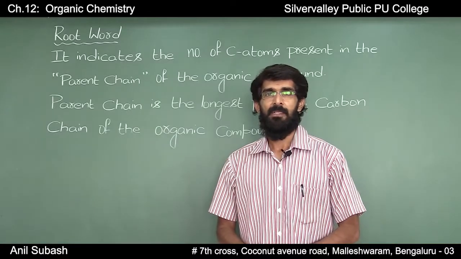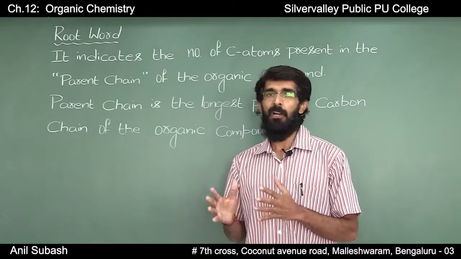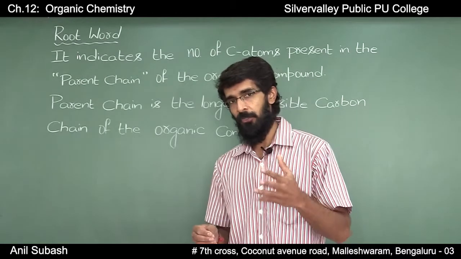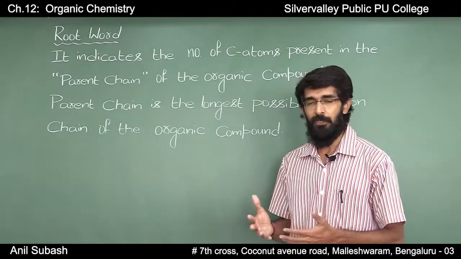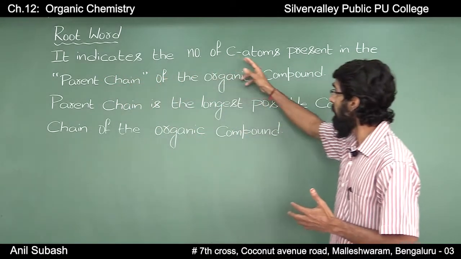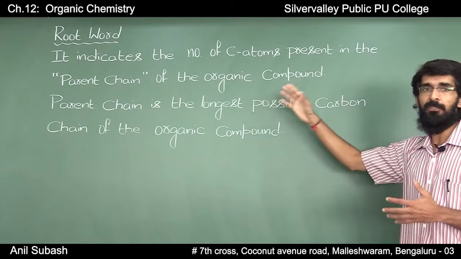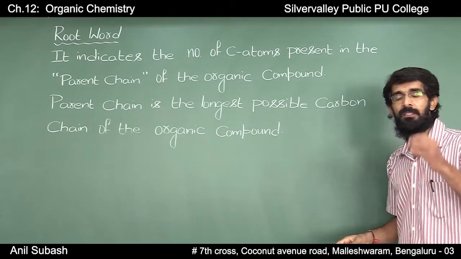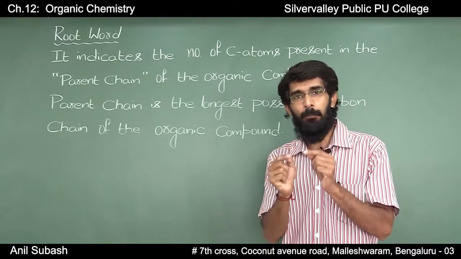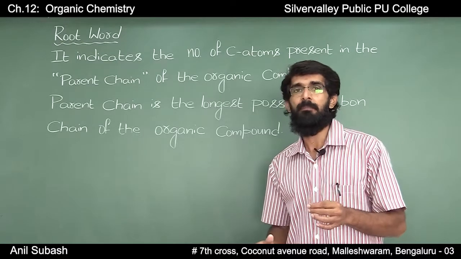The first part of the IUPAC name of the organic compound is the root word. What do you mean by root word, or how do you define a root word? Root word indicates the number of carbon atoms present in the parent chain of the organic compound. So, root word indicates the number of carbon atoms that is present in the parent chain.